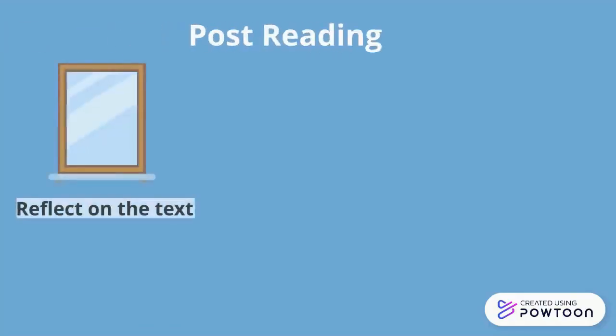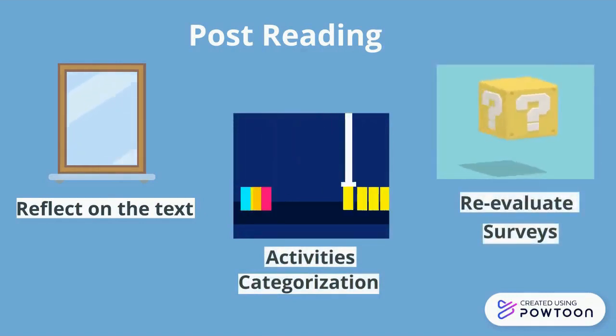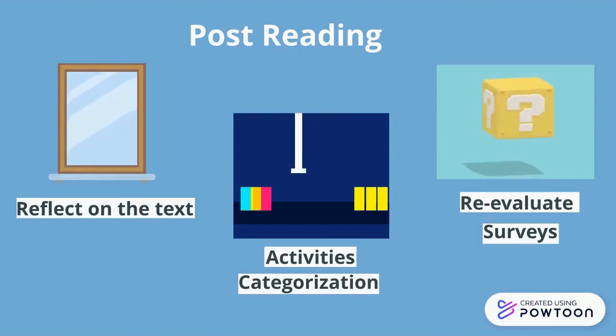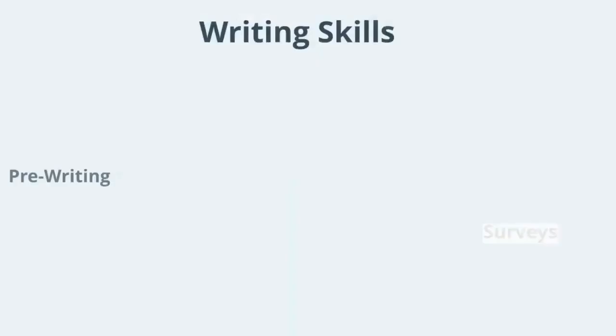Post-reading activities aim for students to reflect on the text, deepen understanding, and extend learning. Students evaluate personal traits, engage in activities such as categorization to improve higher-order thinking skills, and participate in surveys to evaluate the information they have learned, synthesize, and relate it to their own lives. This personalizes the learning experience and promotes meaningful interaction.